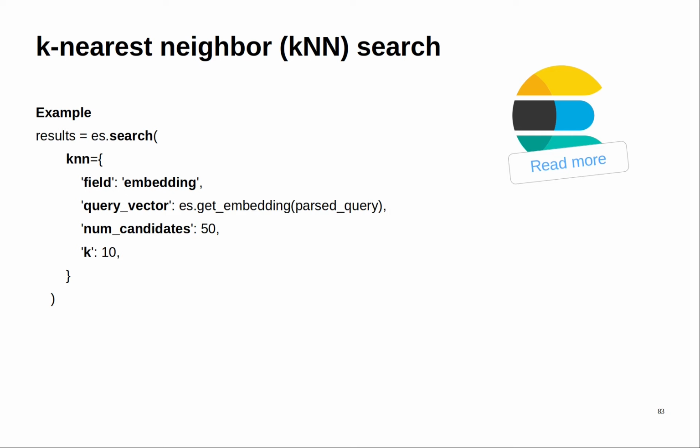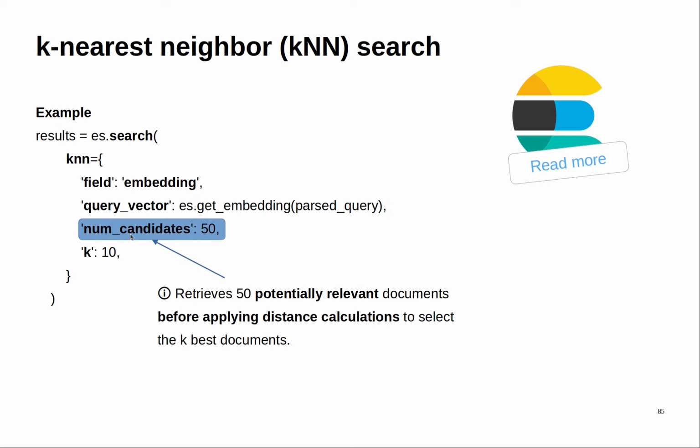Now let me explain to you what these parameters do. Field. This must be mapped as a dense vector. For query vector, this represents what you are searching for, but in vector form, not text. Be sure to embed your query. So here you can see that we are using a method that will take the text and convert it into a vector of numbers.